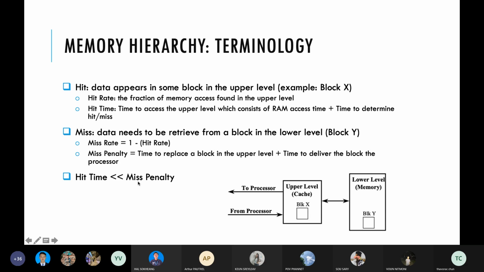If we are comparing hit time and miss penalty, the difference is quite huge. When you talk about miss penalty, it means that you are doing some transaction between the CPU and the lower level, or you say RAM, right? And the speed of RAM compared to the speed of cache is quite different. That's why comparing the total time between hit time and miss penalty, the time is very, very different.